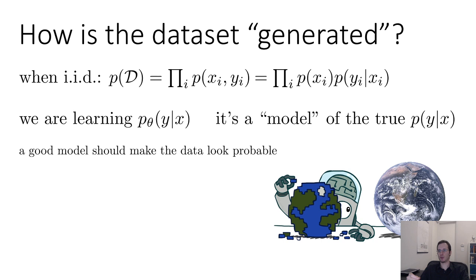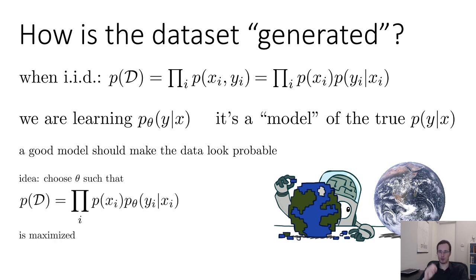So what makes one theta better than another theta? Theta is better if the corresponding p theta of y given x makes the entire data set look more probable, if it increases p of D. So we're going to choose theta such that p of D, which is equal to the product over all i of p of x_i times p theta of y_i given x_i, is maximized. Choose the model that makes the data set look the most probable.